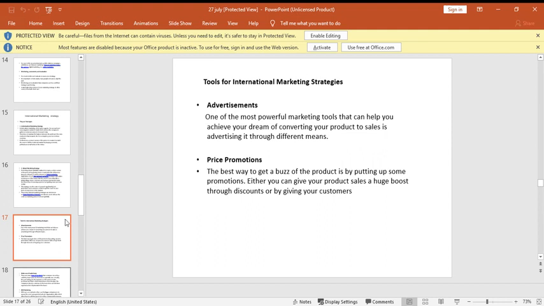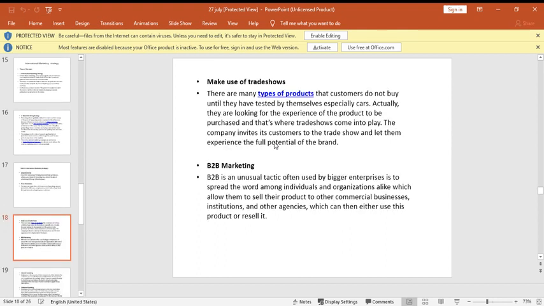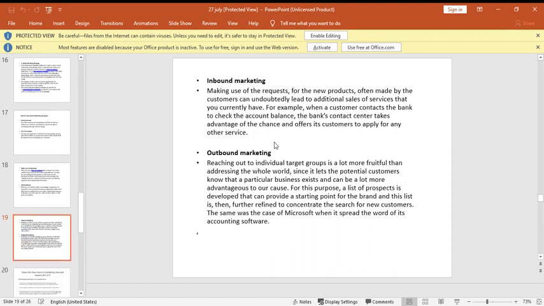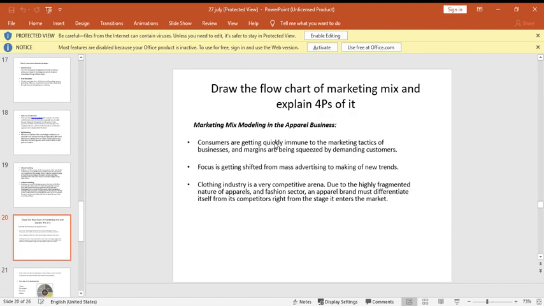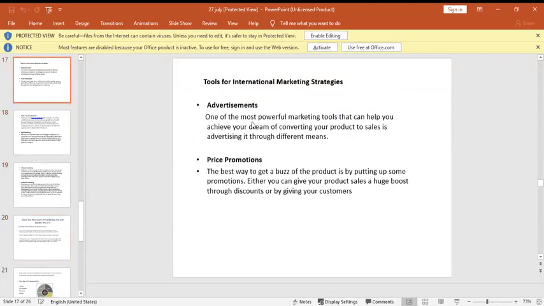Then what are the tools for international marketing strategies? So there are advertisement, price promotions, make use of trade shows, B2B marketing, inbound marketing, and outbound marketing. So these are the main tools of international marketing. That is first advertisement. Advertisement is one of the most powerful marketing tools that can help you achieve your dream of connecting your product to sales by advertising it through different means.